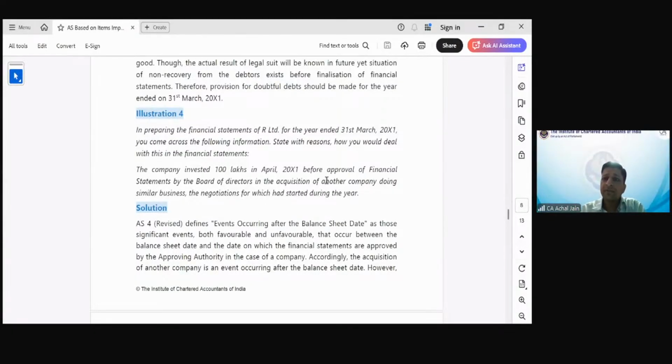Then I think Rohan has a query. Yes, Rohan, please go ahead. Sir, illustration number 4, it should be an adjusting event, isn't it? No, we discussed it's not an adjusting event, it's a non-adjusting event. Sir, because the negotiations had started during the year, so conditions existed in the reporting period. No, so see, negotiations had started, but we are not clear on the outcome.